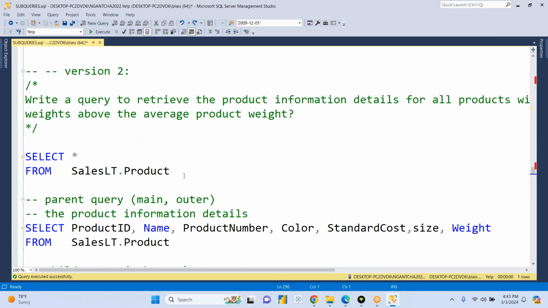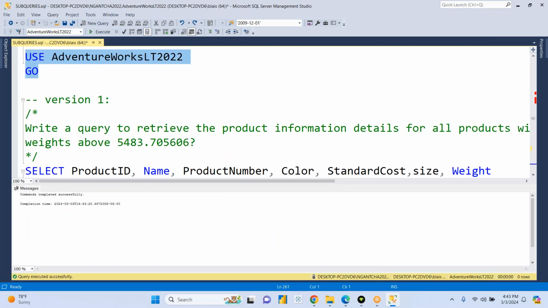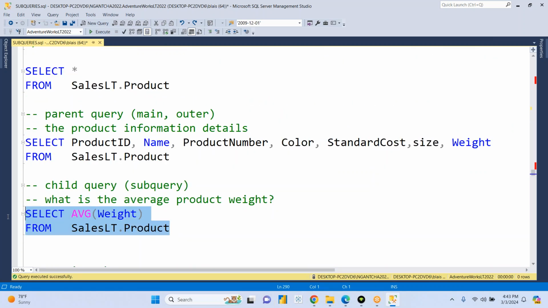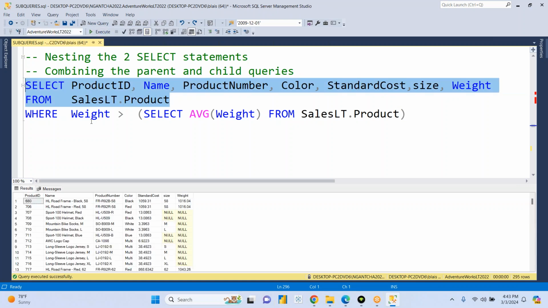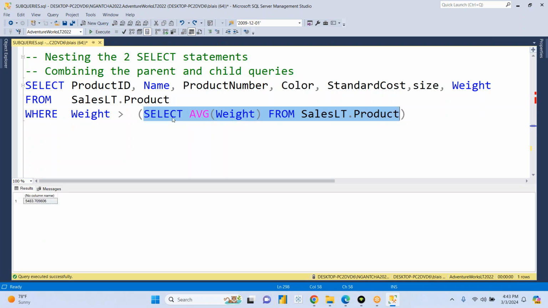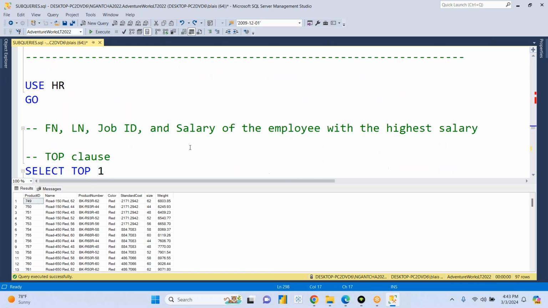Let me just switch. The database is this. This is just a repetition of what we've done. So we investigate that average weight. Now we can put it together with the parent query. Let's combine the parent and the child. This is a parent giving you all the products. We are interested in those where the weight is above the average weight. The investigation of the average weight is done through a separate statement. That's the child query right here. Putting this together, this is the list of products where the weight is greater than the average weight.